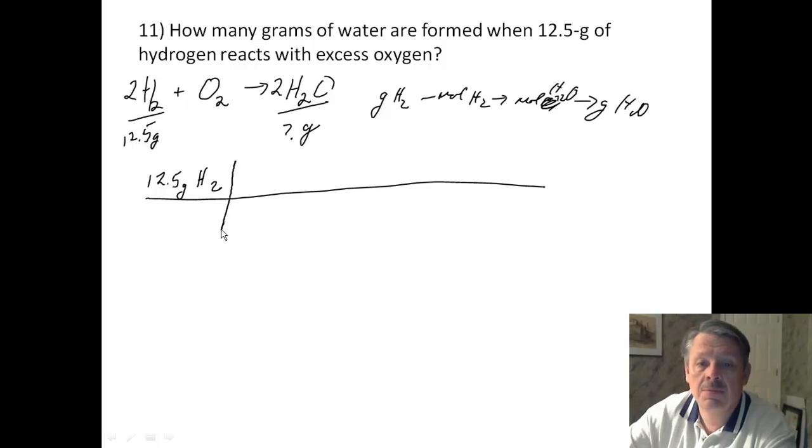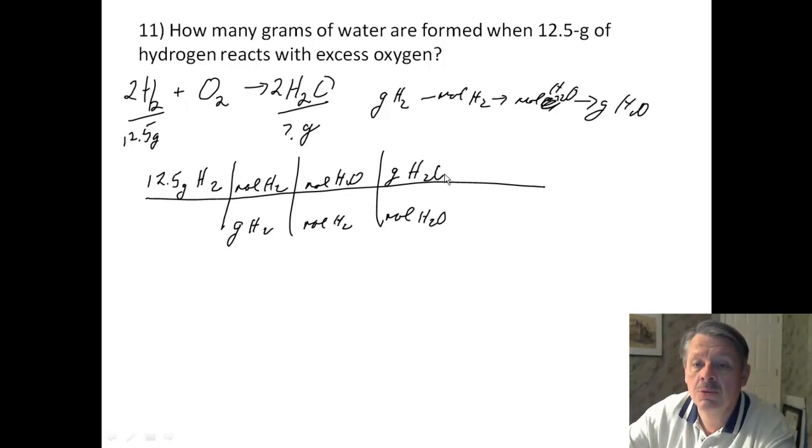Let's go ahead and do that. We start with grams of hydrogen. We go to moles of hydrogen. And from moles of hydrogen, we go to moles of water. That's our target. And from moles of water, we have to go to grams of water because that's what we're asked for in the problem. Okay, it asks us for grams of water at the end.